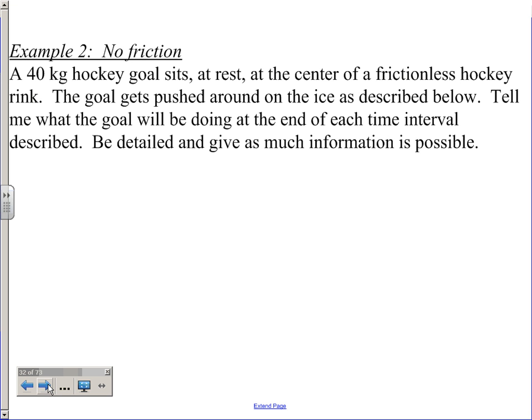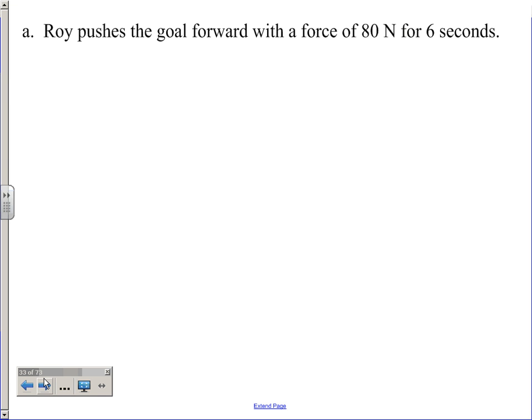So I want you to tell me what the goal is going to do at the end of each time interval described. You need to be detailed and give as much information as possible. Okay, here we go. So in A, the goal is going to be pushed forwards by Roy with a force of 80 newtons for 6 seconds. So let's make a drawing.